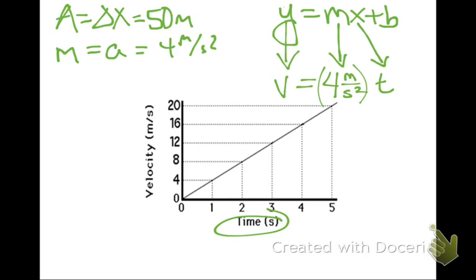Okay, so y is velocity, our slope is 4 meters per second squared, x is t, do not forget to put that one in, and our y-intercept, in this case, is 0. Okay? Now, let's do another type of thing we can see with this.